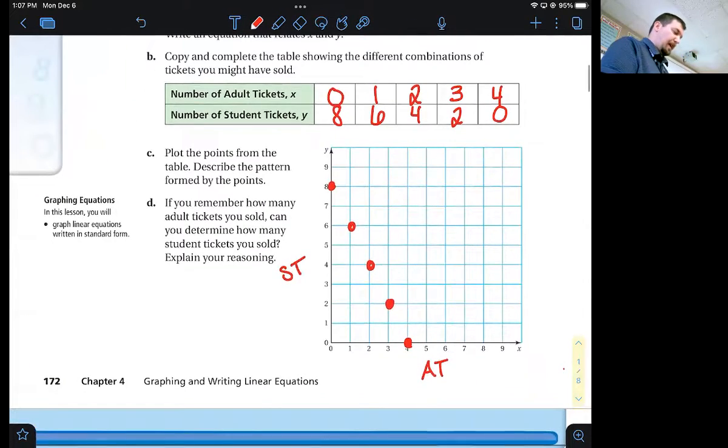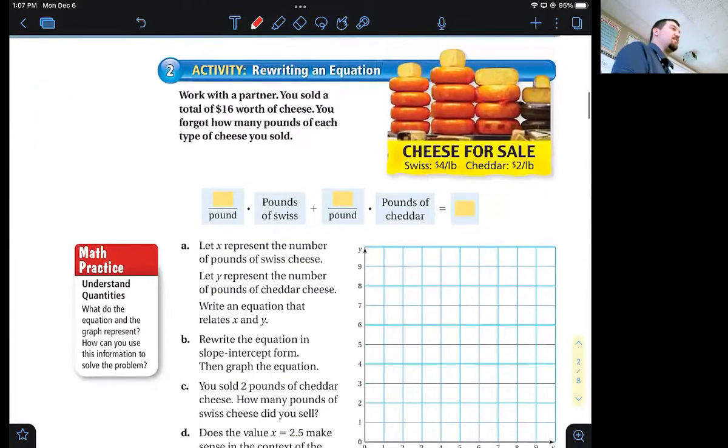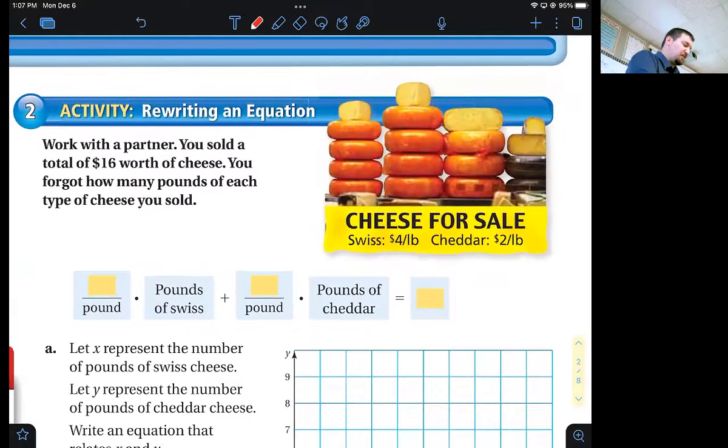Questions on that? Okay. Let's do the next one. Cheese for sale. Interesting. It says you sold a total of $16 worth of cheese. You forgot how many pounds of each type of cheese you sold. Sounds like we have Swiss and cheddar.